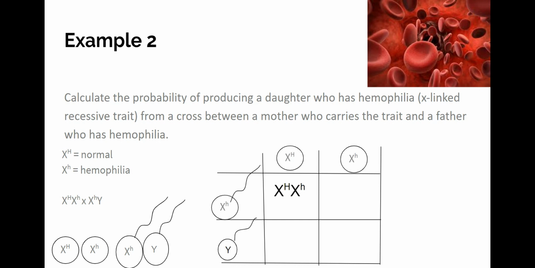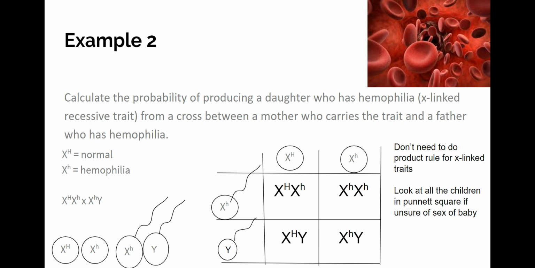When I do my cross, I can see what the daughters and the sons all have when I look at the Punnett square. There's my Punnett square. Now, here's where it gets a little bit tricky. I'm showing you this example because students all the time want to use X-linked traits with the product rule. Don't do it. It doesn't work out every single time, okay? X-linked traits are unique in the sense that some of the time it works out with the product rule, the other time it doesn't. Instead, just look at the entire Punnett square. And look at the Punnett square even if you're unsure of the baby's sex, okay?